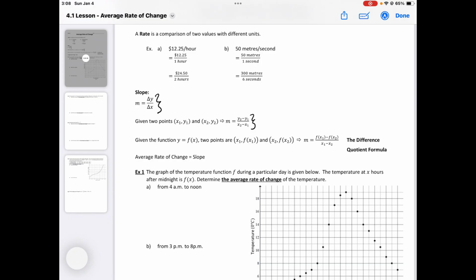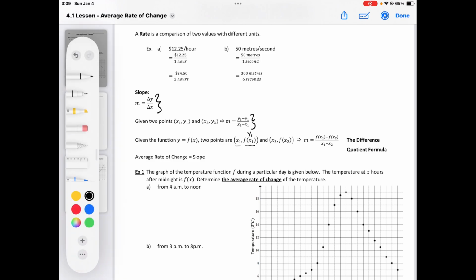In function notation, we can label those two points as x1, f at x1, which is really just y1, and x2, and then f of x2, which is really just y2. And then we can use our same slope formula or the difference quotient formula, which is a fancy way of saying the slope.